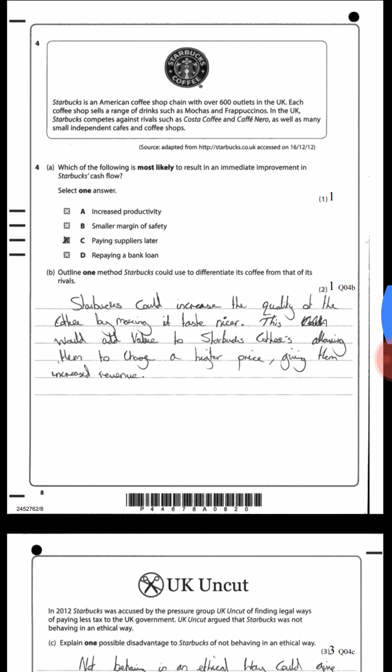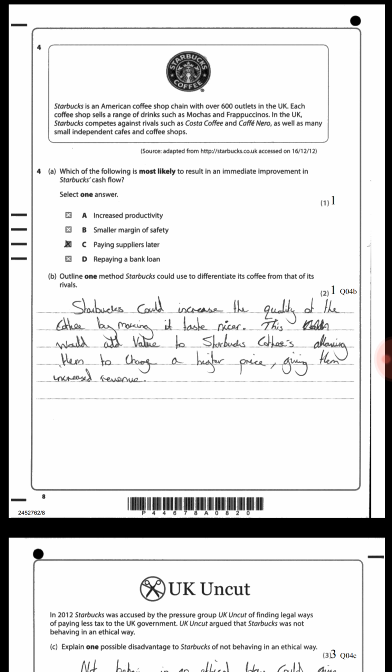Next question is on Starbucks, the American coffee shop chain with over 600 outlets in the UK. Each coffee shop sells a range of drinks such as mochas and frappuccinos. In the UK, Starbucks competes against rivals such as Costa Coffee and Caffè Nero, as well as many small independent cafes and coffee shops. Which of the following is most likely to result in an immediate improvement in Starbucks' cash flow? And the answer is paying suppliers later.